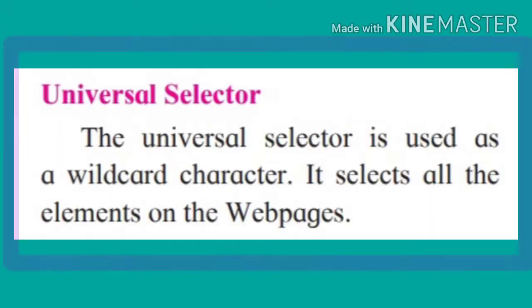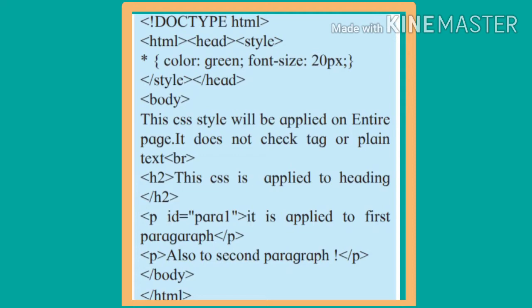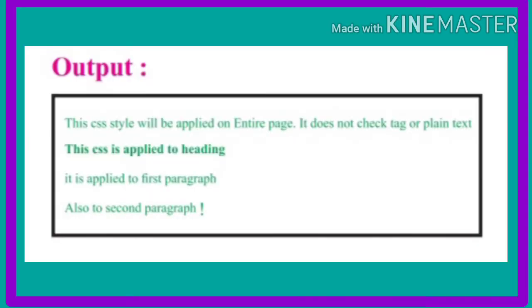The new universal selector is introduced in HTML5. The universal selector is used as a wildcard character. It selects all the elements on the web page. This is an example where we used the universal selector having the two properties color equal to green and font size equal to 20 pixels. When you run this program on the browser, you will get the output where all the contents of the body tag will display in green color and having the font size 20 pixels.